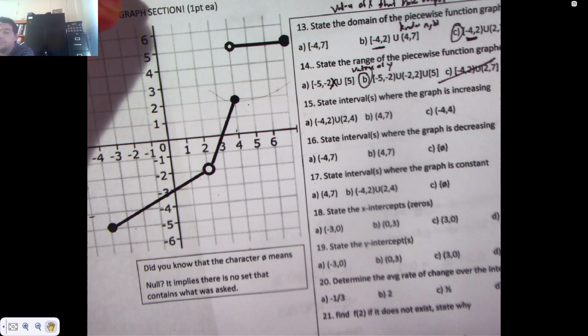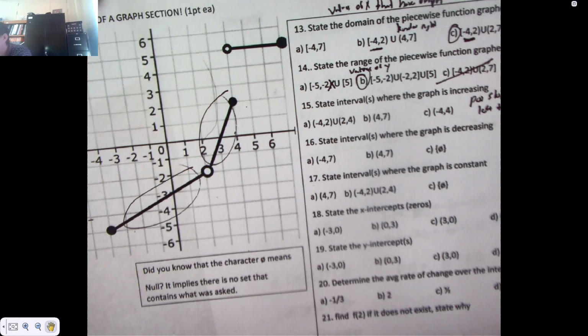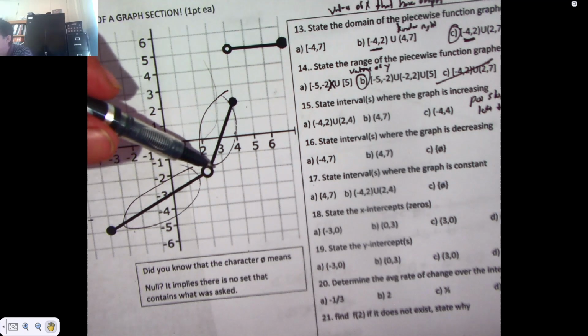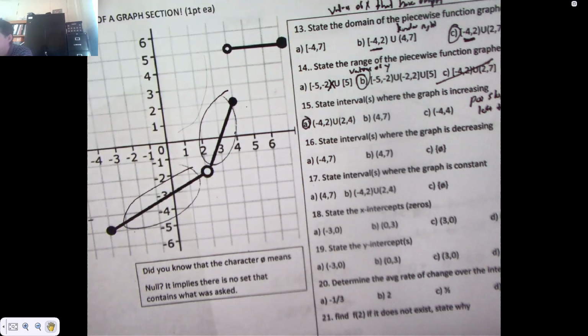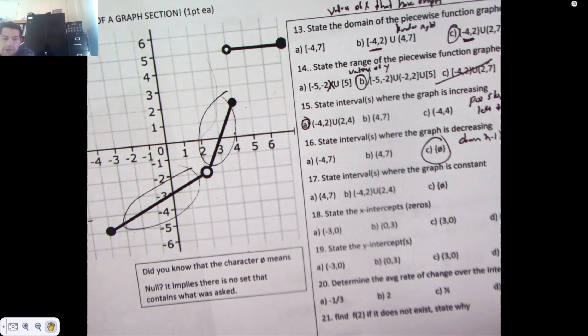State the intervals where the graph is increasing. That is a positive slope from left to right. There's a positive interval here. There's a positive interval there. The first one travels from -4 to 2. And the second one travels from 2 to 4. So it's choice A. Decreasing means downhill. And this graph doesn't have any decreasing intervals. So it's the null set.